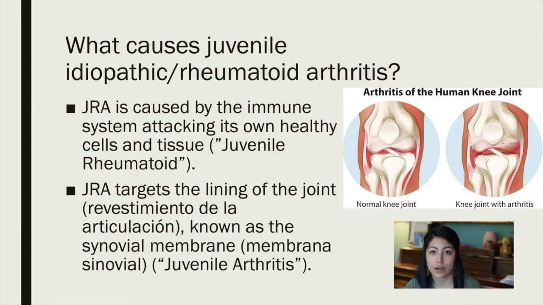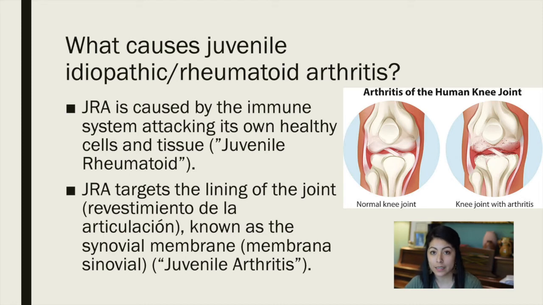So what causes JRA? JRA is caused by the immune system attacking its own healthy cells and tissue. It is not known exactly what causes the immune system to malfunction in JRA, but we do see that it targets the lining of the joint known as the synovial membrane, which causes inflammation, and when inflammation is left untreated, joint damage may occur, which can be irreversible.